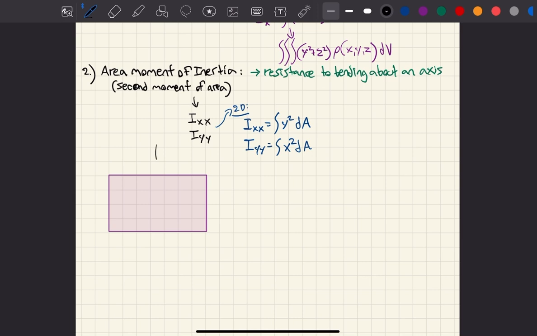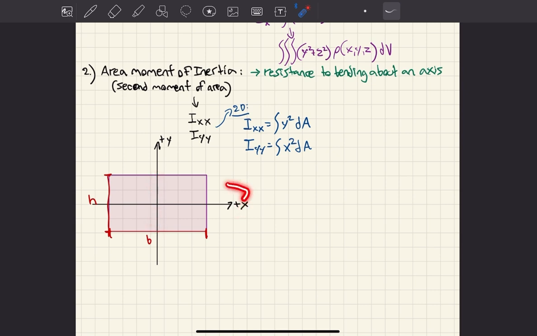This is kind of how it's going to look, with plus y and plus x, and we're going to bend it about the x-axis like that. We'll call this distance b, the base of the rectangle, and we'll call this distance h, the height of the rectangle. And we want to find the area moment of inertia about the x-axis for bending about the x-axis. If you can't visualize it, if you look at it from the side, the z-axis is coming out at you, and you're bending it about the x-axis.